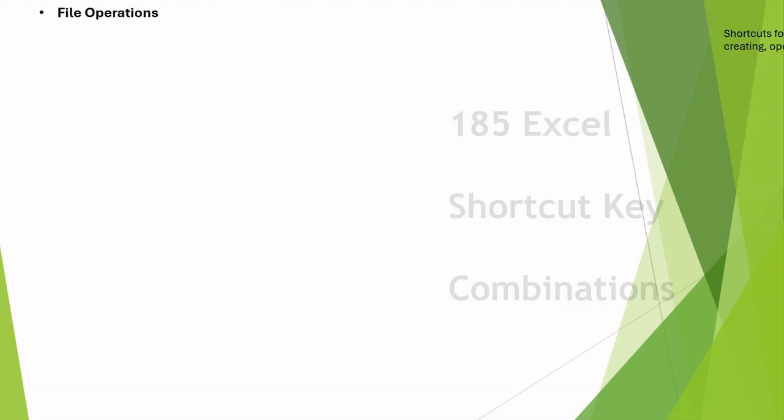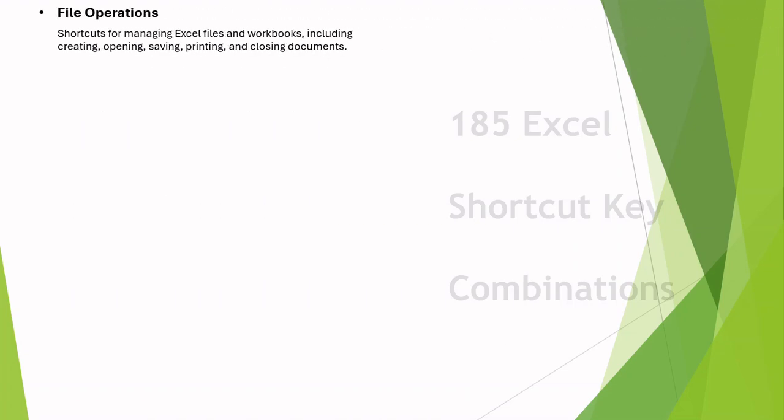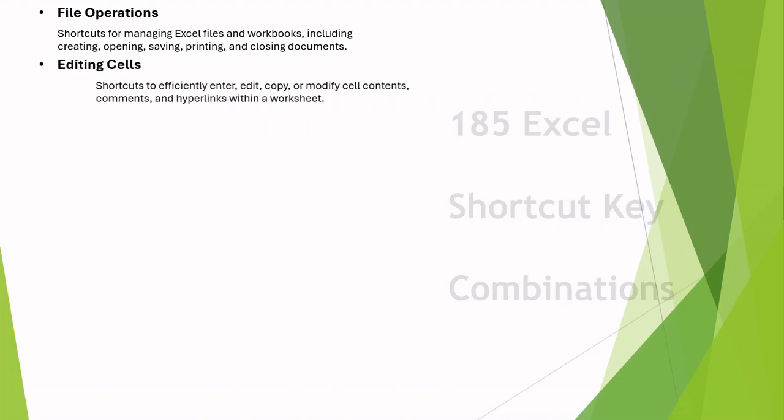File operations. Shortcuts for managing Excel files and workbooks, including creating, opening, saving, printing, and closing documents. Editing cells. Shortcuts to efficiently enter, edit, copy, or modify cell contents, comments, and hyperlinks within a worksheet.